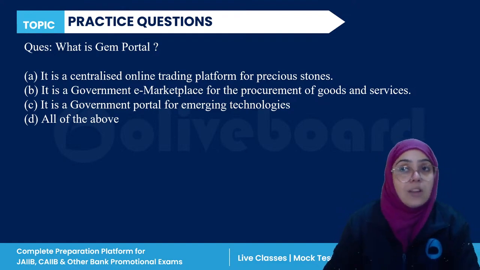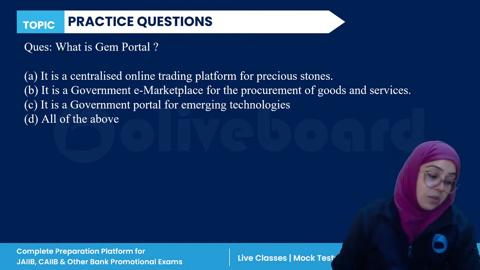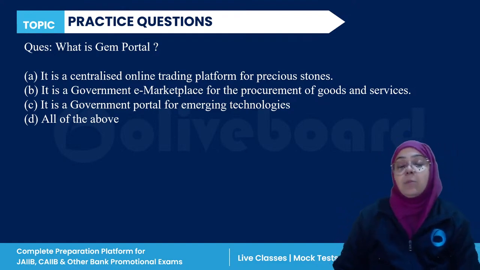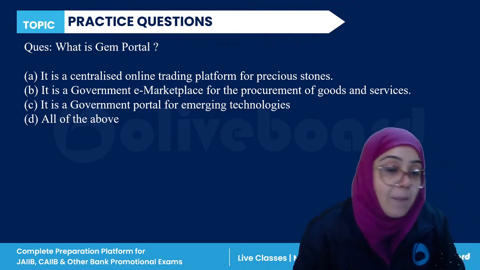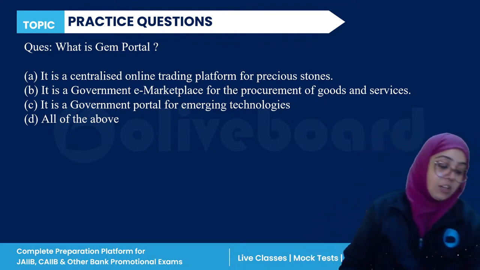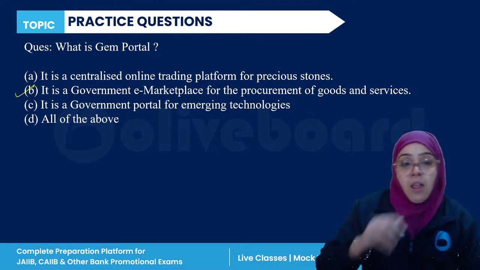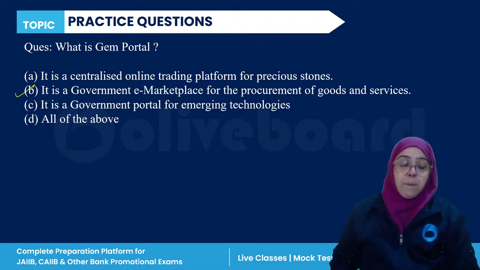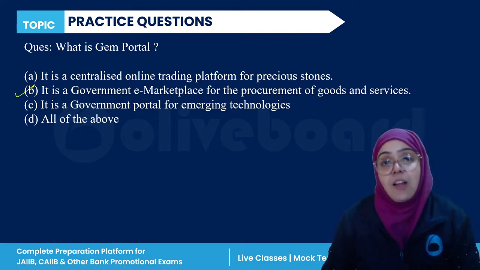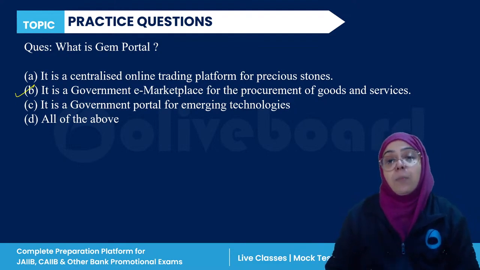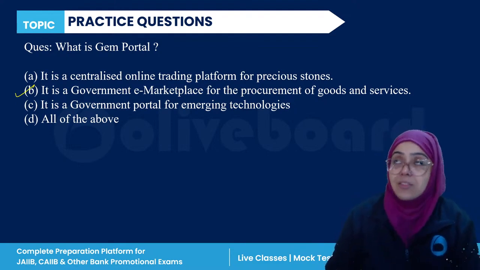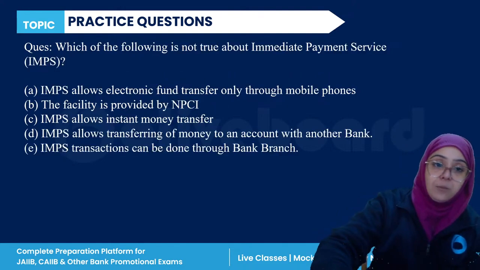Very easy. GeM portal is what? I have told you. Government e-marketplace. GeM is Government e-Marketplace. So obviously, sorry, B is the correct answer. So it is a government e-marketplace for the procurement of goods and services. So B is the correct answer, right?